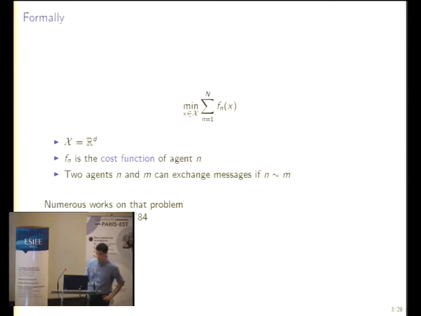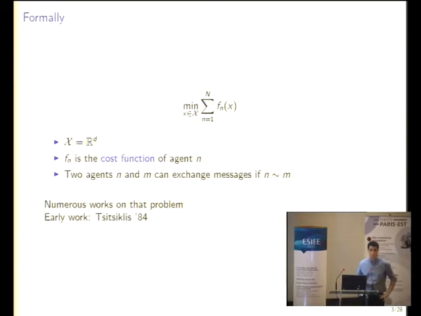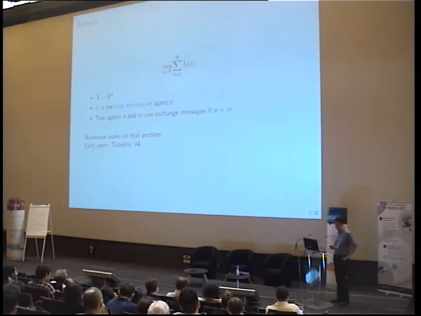So formally, the problem can be stated this way. We want to minimize the sum of functions fn of x for n equal to 1 to N, where capital N denotes the number of functions, or the number of agents, and fn represents the local cost function of agent n. And we will assume that two agents can exchange messages only if they are connected. So there has been numerous work on that problem, starting with the early works of John Tsitsiklis.